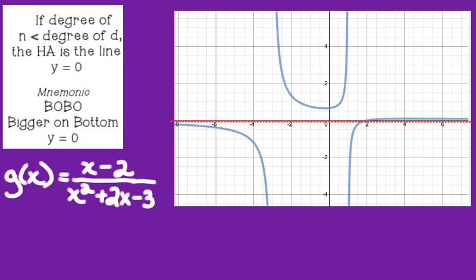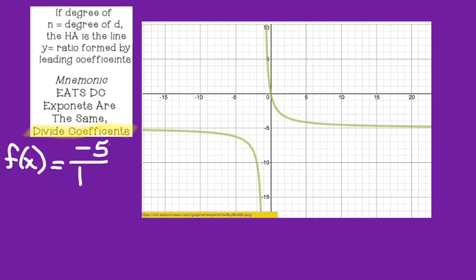All right. And then the third example is when we have a tie. And here is what we're going to do. We're going to divide those coefficients. So y equals negative 5. There's y equals negative 5. And you can clearly see that those graphs are approaching y equals negative 5. So that kind of wraps up horizontal asymptotes and what they do.